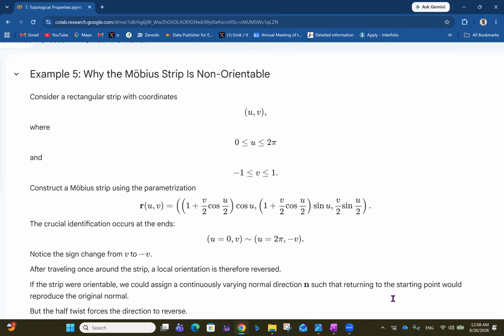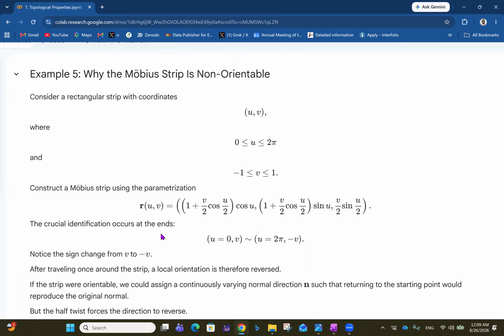So, an example where the Möbius strip is non-orientable. Consider a rectangular strip with coordinates (u, v), where u takes values from 0 to 2π, and v takes values from -1 to 1. If you construct a Möbius strip using the parameterization we are used to, f(u, v) = ((1 + (v/2)cos(u/2))cos u, (1 + (v/2)cos(u/2))sin u, (v/2)sin(u/2)).